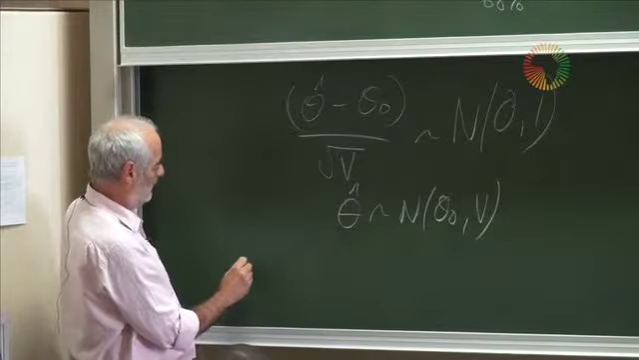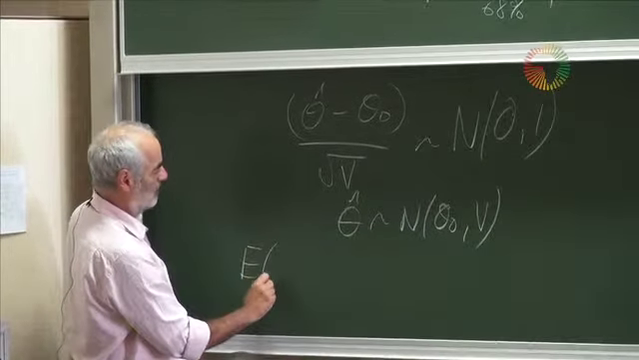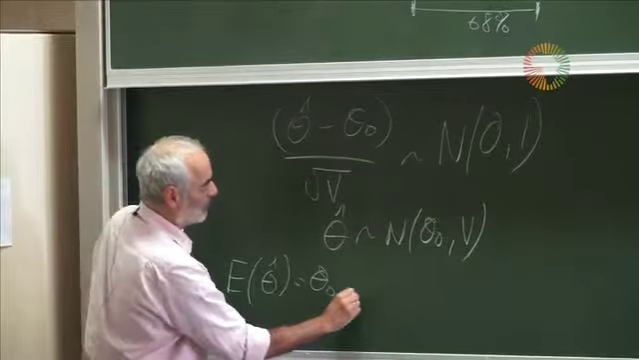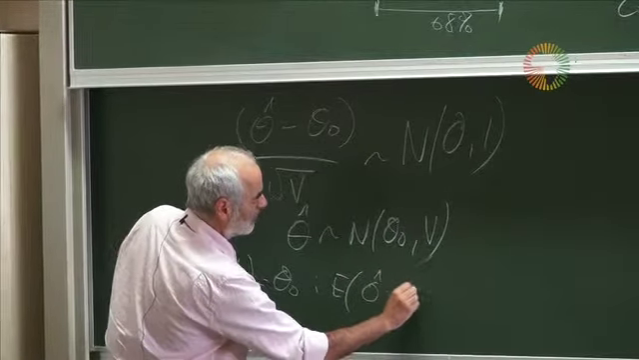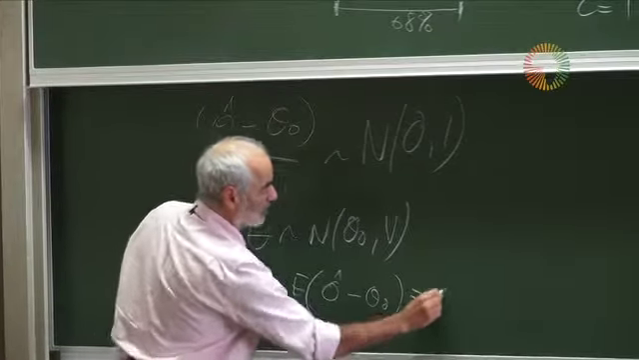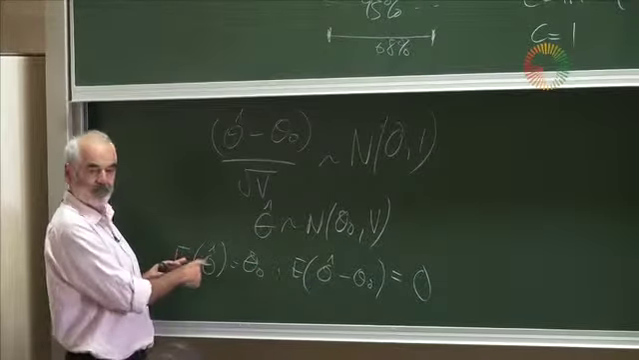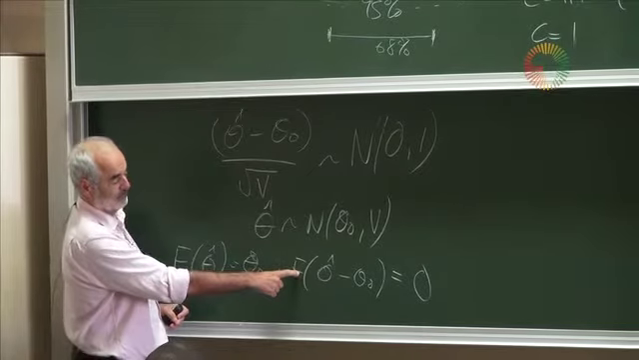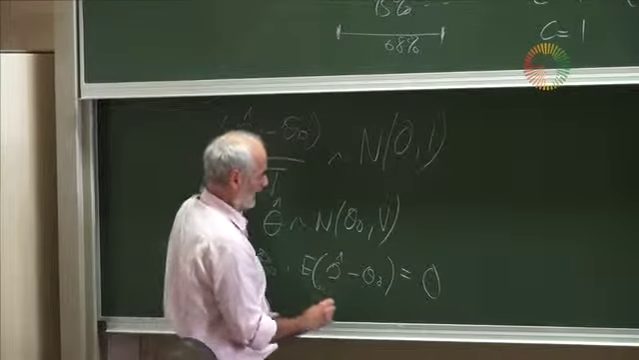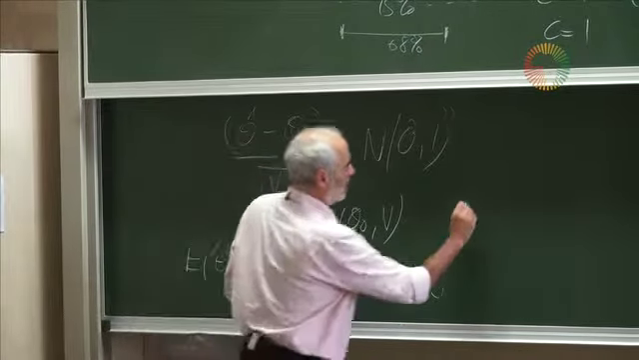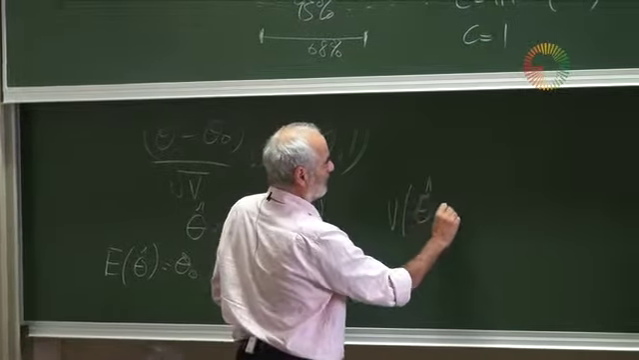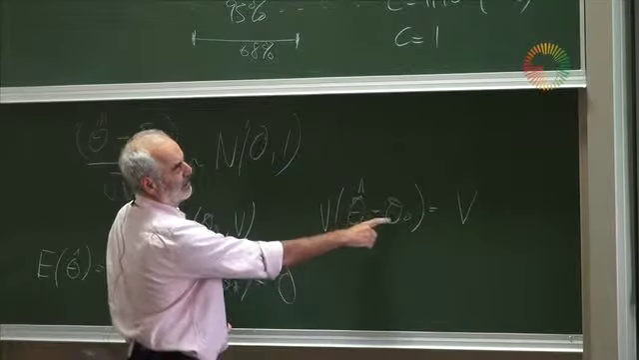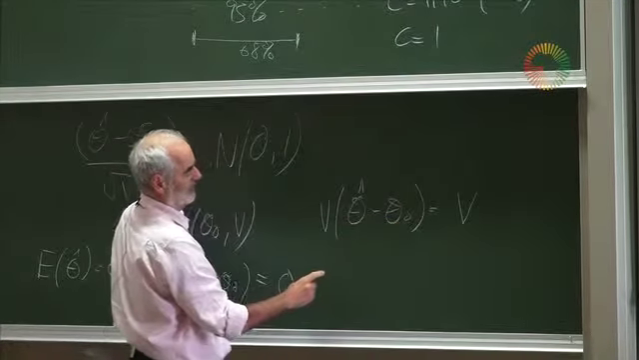And so maybe actually the easiest way to think of it is that the expectation of theta hat is theta naught. So that means the expectation of theta hat minus theta naught equals naught, because we know that subtracting from a random variable subtracts from the expectation. And also, we know that the variance of theta hat minus theta naught is v, because subtracting a number doesn't influence the variance.